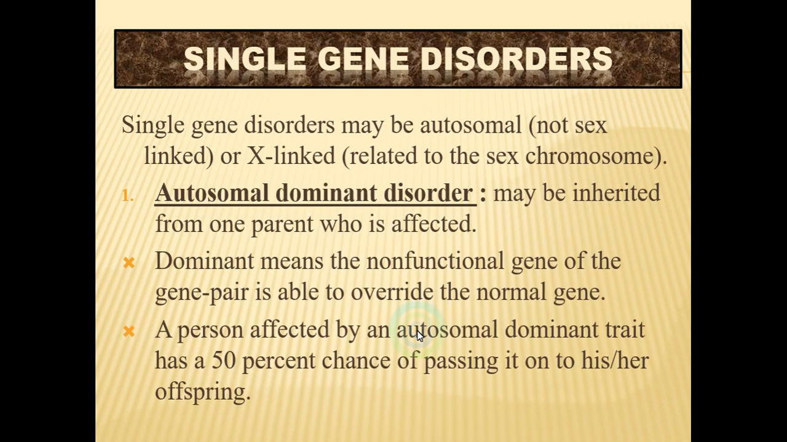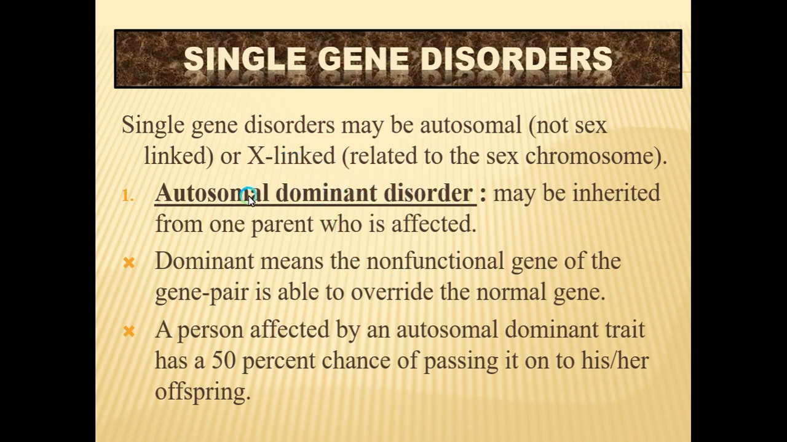Now in single gene disorders, first is autosomal dominant disorder. Single gene disorders are basically divided into two groups. One is autosomal, second is X-linked. Autosomal means they are not sex linked, and X-linked are related to the sex chromosomes. Whether autosomal or X-linked, both are divided into two: one is dominant and the second is recessive. We shall start with autosomal dominant disorder.